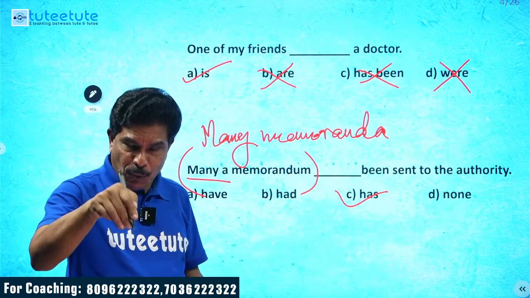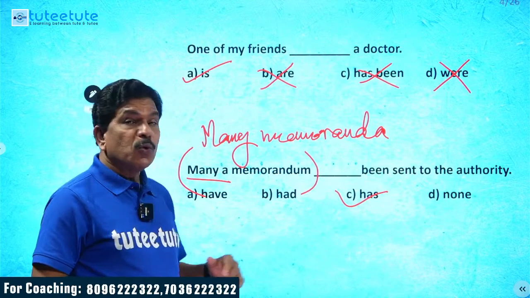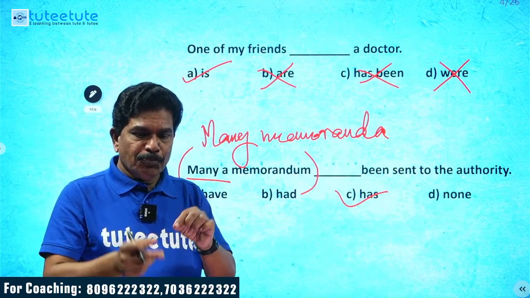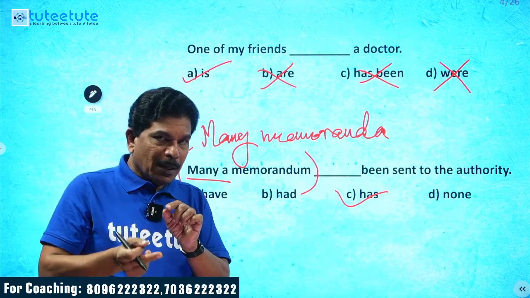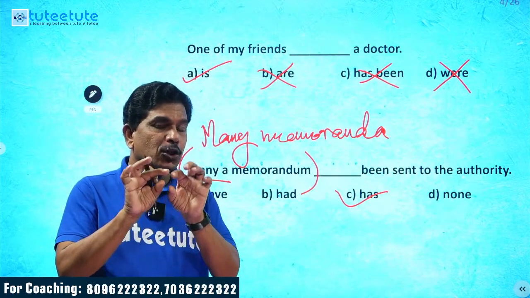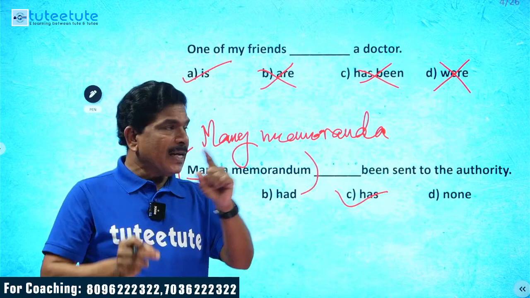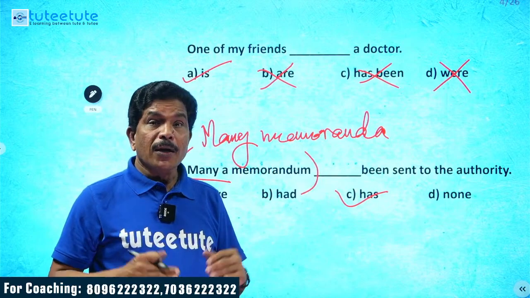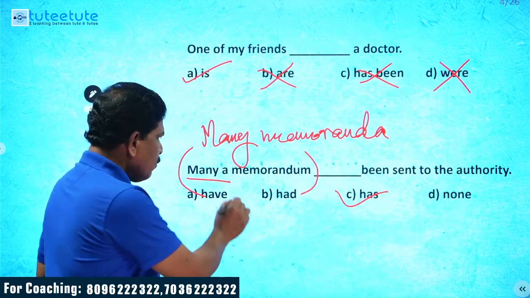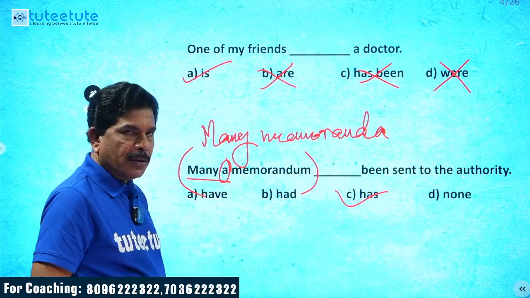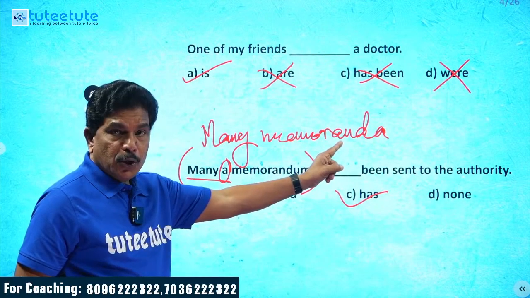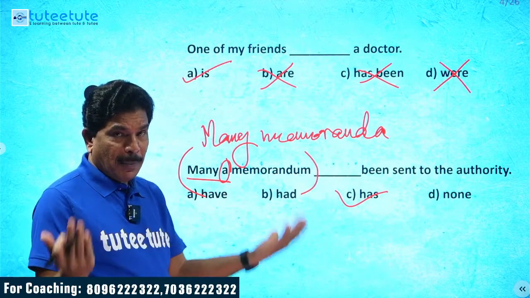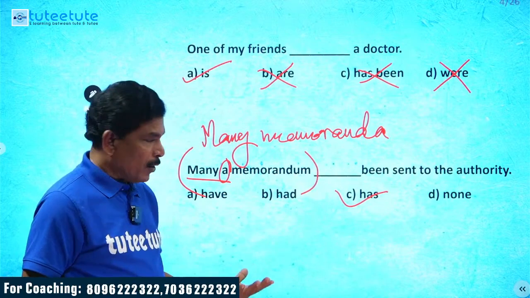Memorandum is the singular form and the plural form is memoranda. The noun that ends in um should be changed into plural by replacing the final two letters, U and M, with a single letter A. So this memoranda is plural. When you use this A, you should use it like this: many memoranda, several memoranda.